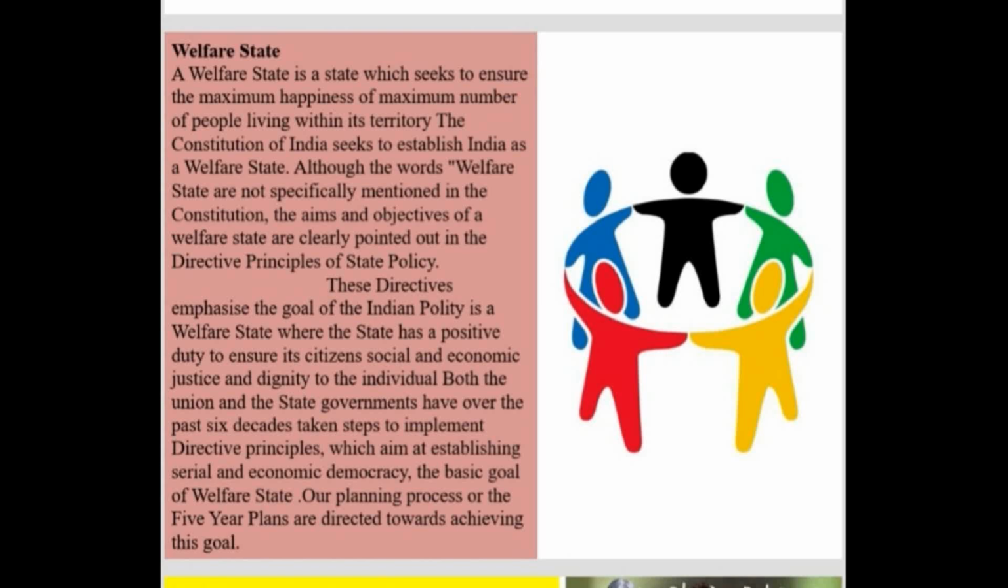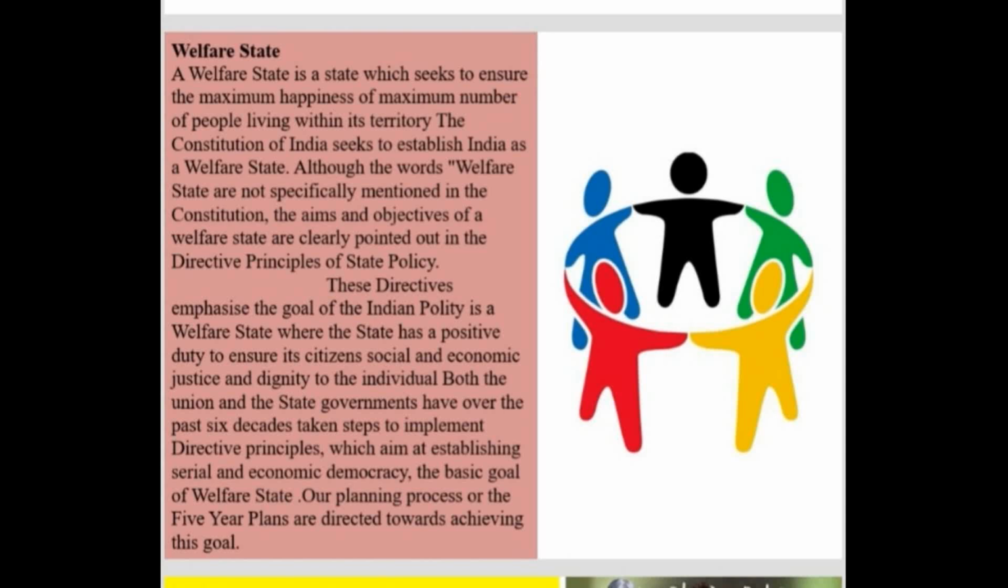So the common goal of all these directive principles can be summed up in a single word called welfare state. This welfare state can explain the entire objectives of directive principles. So let us see what is this welfare state. A welfare state is a state which seeks to ensure maximum happiness to the maximum number of people living within an area.